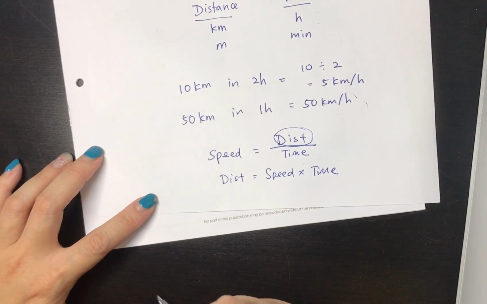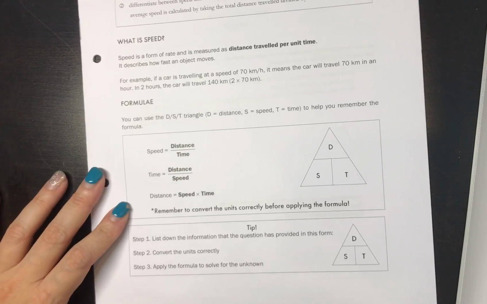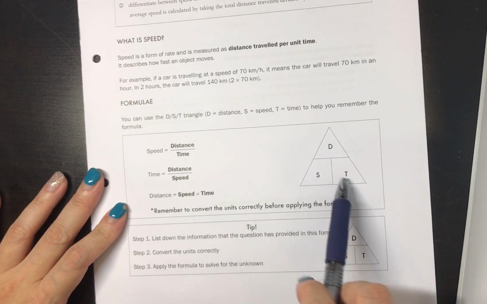Okay, now let me go through the tutorial now, and we'll see the formulae as this DST triangle.